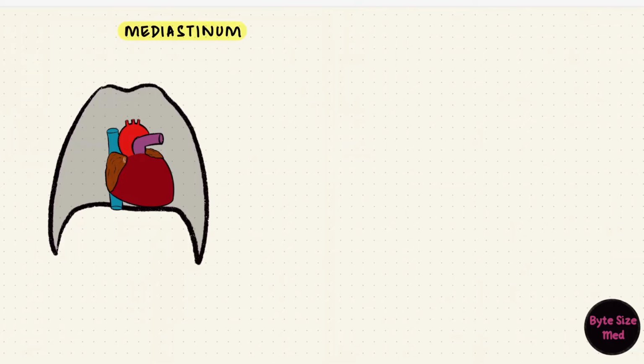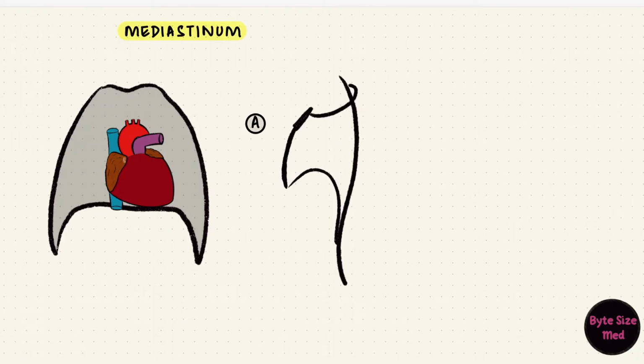If we look at it from the side, this would be the front that's anterior with the sternum, and this would be the back that's posterior with the vertebral column. This mediastinum extends from the superior thoracic aperture to the diaphragm, and from the sternum to the vertebral column. But it's divided, the superior mediastinum above and the inferior mediastinum below. The inferior part is further divided into anterior, middle, and posterior parts.